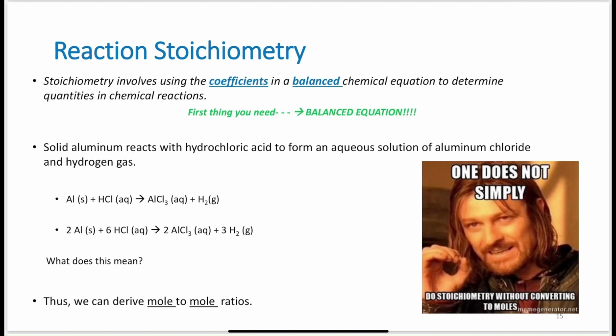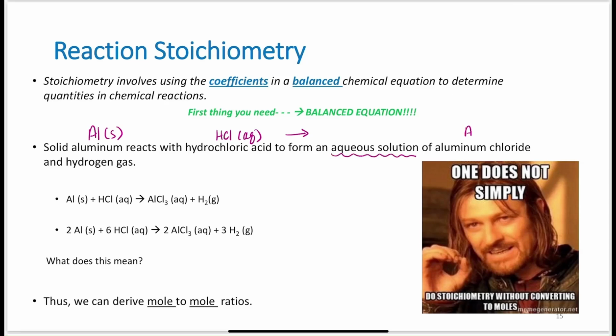chloride and hydrogen gas. Putting that into words, solid aluminum is Al, aluminum is the elemental symbol, and that lowercase s for the phase. I know that does not maybe look like a lowercase s, I swear that's my lowercase s's. Hydrochloric acid is HCl. To form is telling me I'm now separating my reactants and my products. Aqueous solution, aqueous is telling me my phase.